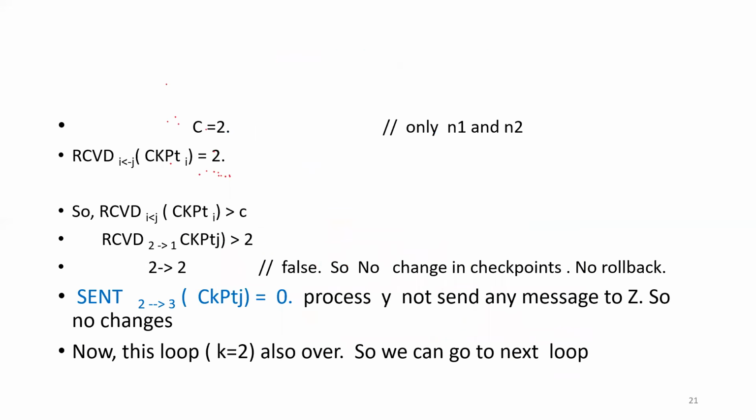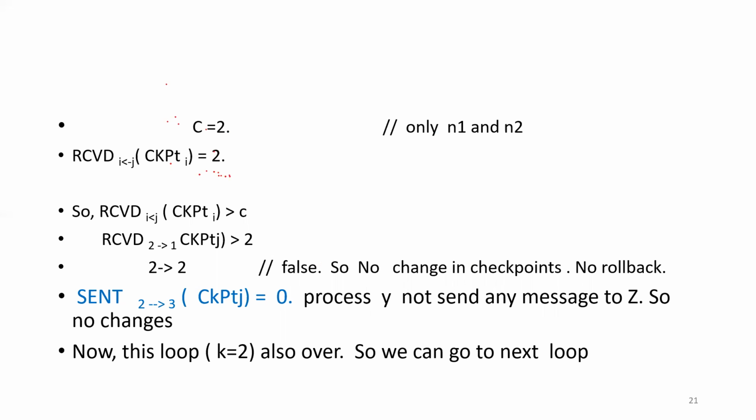So C equal to 2 and received also equal to 2. Both are same. 2 greater than 2 false. So no changes in checkpoint, no rollback. Similarly, send 2 to 3, that is Y to Z. Process Y did not send any message to Z. So no changes. This loop K equal to 2 is also over.